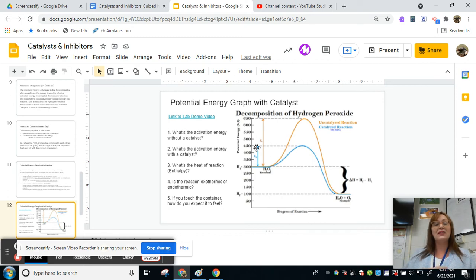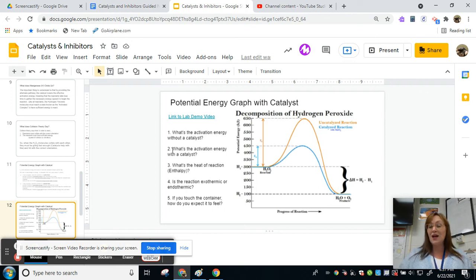Number one, what's the activation energy without a catalyst? So we're going to be looking at the brown line here. The starting energy for my reactants is 300 kilojoules. The necessary energy at the activated complex is 650 kilojoules, which means my reactants are going to have to gain 350 kilojoules to get to the top. So number one is 350 kilojoules.